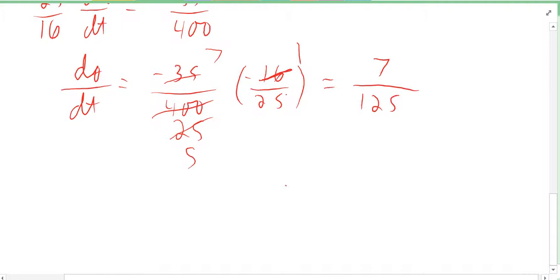What are the units on there? This is radians, and the unit of time we were using was seconds.